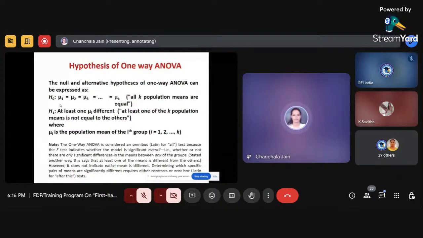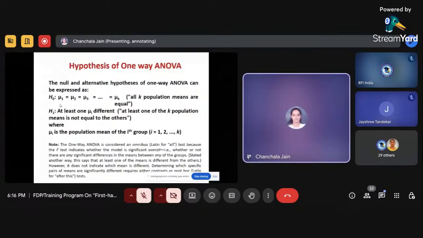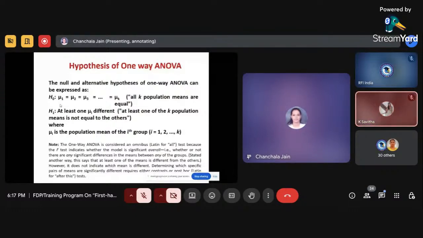Just discussed the example in the previous slide. Suppose we want to compare the marks of the students who are studying from discussion method, audio method, and video method, right? So there are three groups. So suppose discussion and audio method students' means are different, but discussion and video means are the same, audio and video means are the same. In that case also ANOVA will declare there is a significant difference. Okay, got it, ma'am.